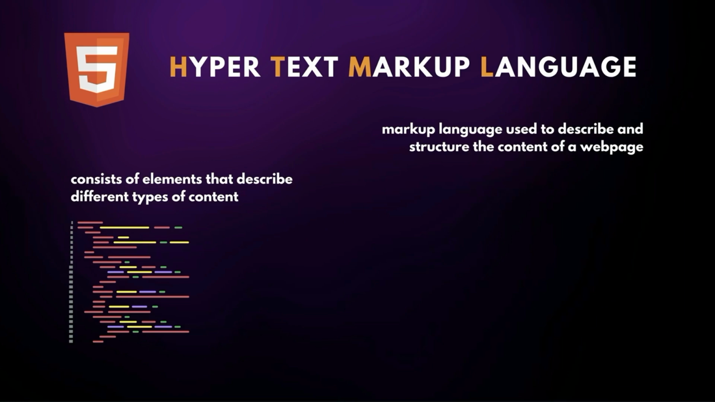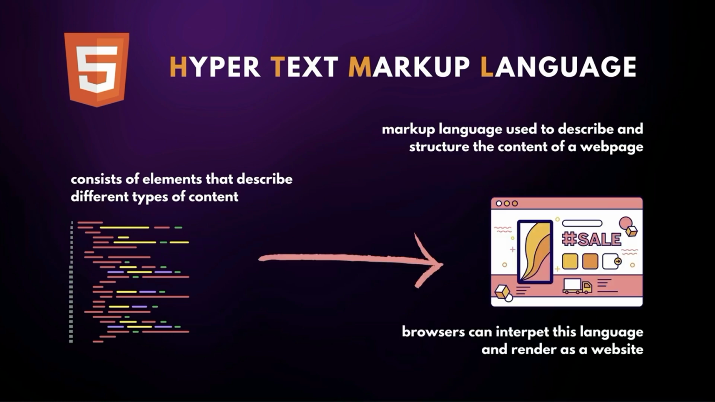So it consists of a set of elements that describe different types of content that we want inside our website. And these elements can have another element inside, and so on and so forth. And we can have then a tree-like structure with the first element on the top, and then inside all of the other elements we want to add into our web page. The browser can then interpret this tree of elements and actually render a website visually to your users with this element structure.